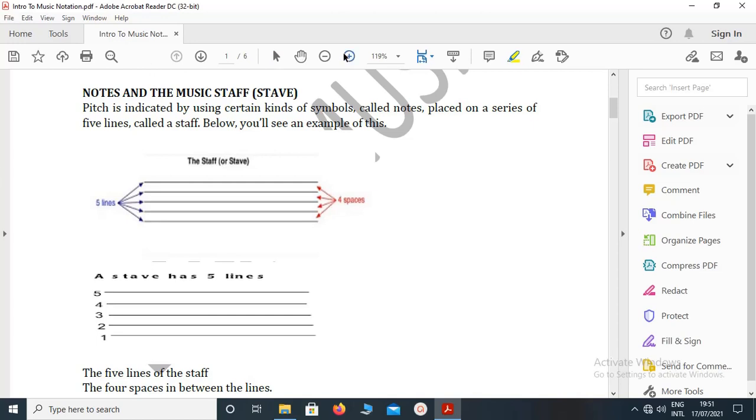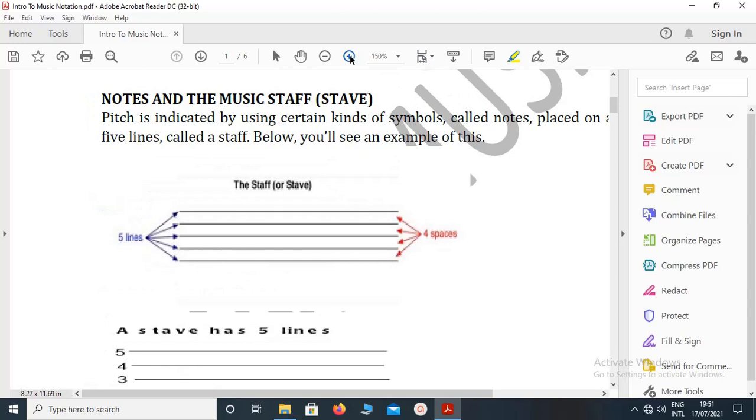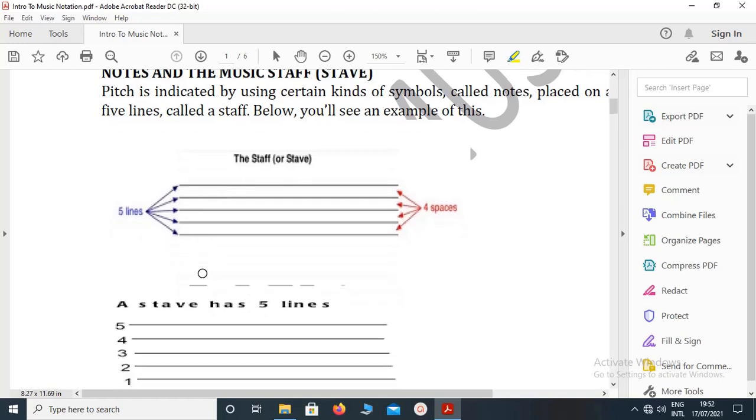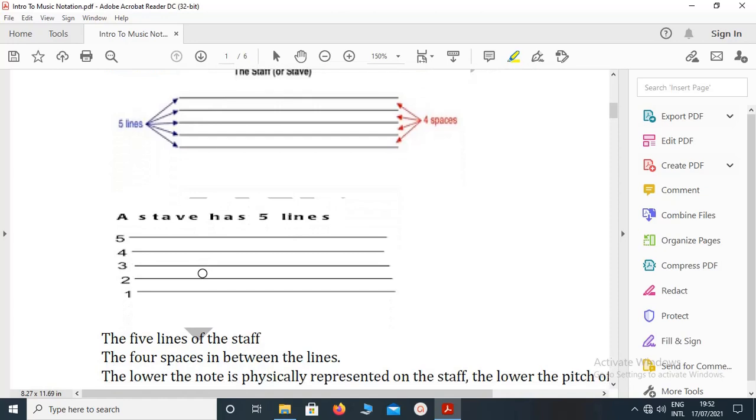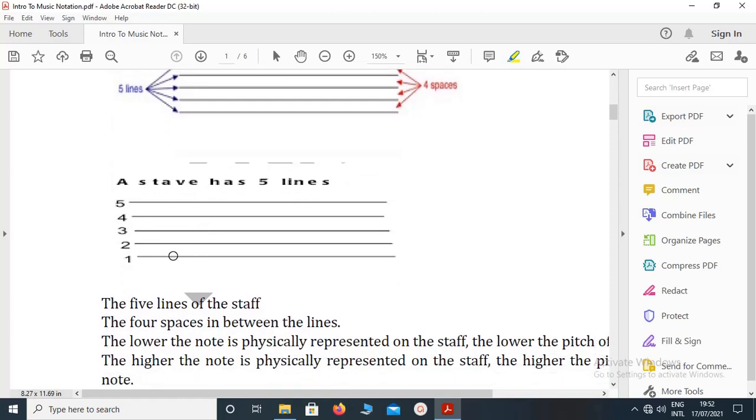As you can see, let me try to enlarge it a little so that you can see. So we have these five lines: one, two, three, four, five. Now, those five lines have spaces in between them: one, two, three, four. So these four spaces and the five lines are what we call a staff or a stave. Still the same example I was trying to show you.